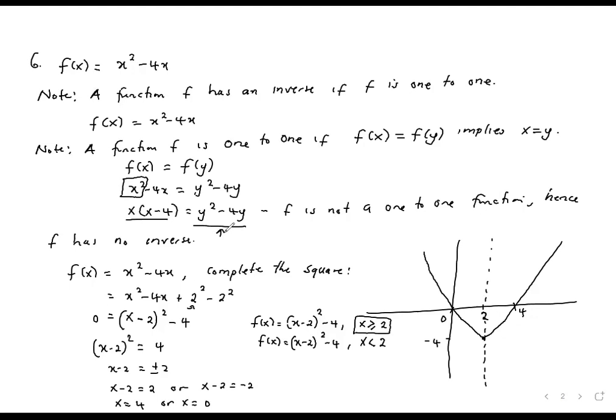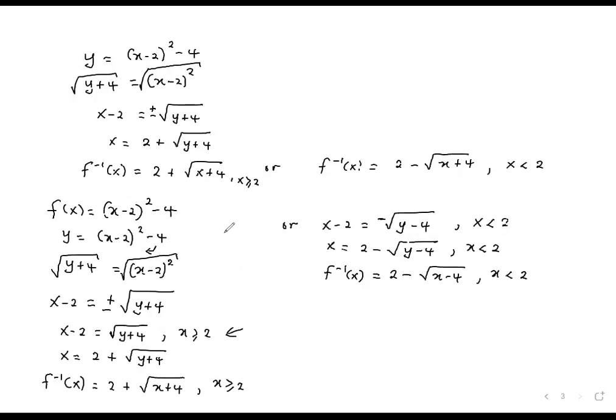Okay. Yes. Okay, so this was part 2. Let's see part 3. Part 3, f of x is equal to x over x minus 3. You let y be x over x minus 3.